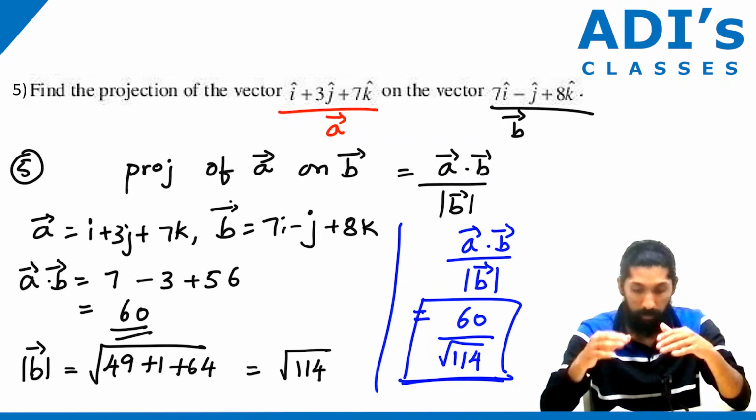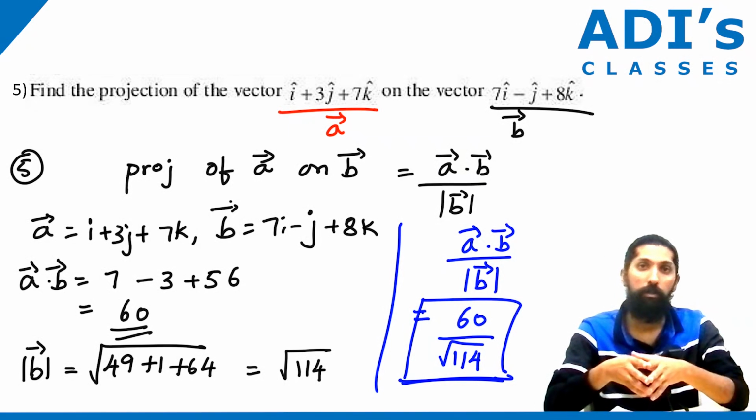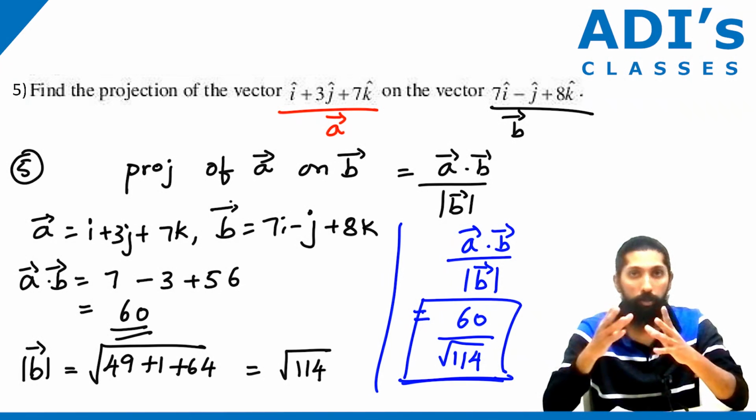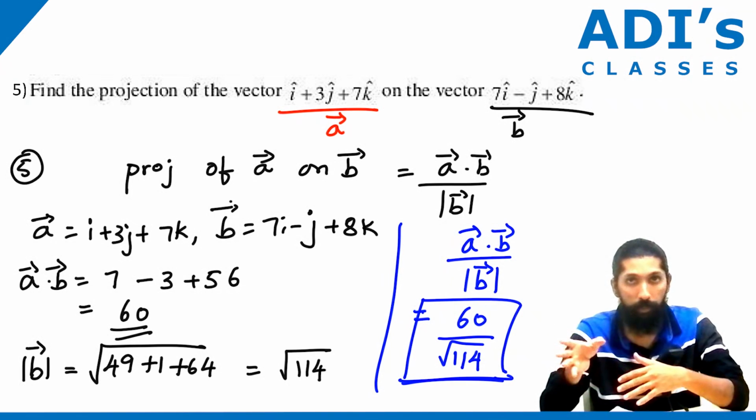Clear? So these are certain simple types of questions that you can expect based on dot product and projection of one vector over another.